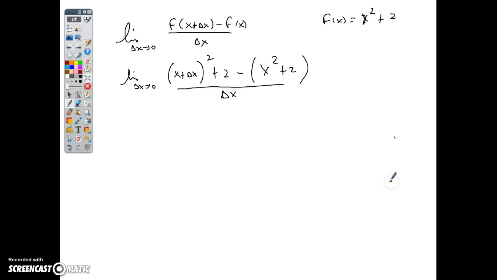Pausing there. So this is the function with x plus delta x in it, and this is the function with just x in it.